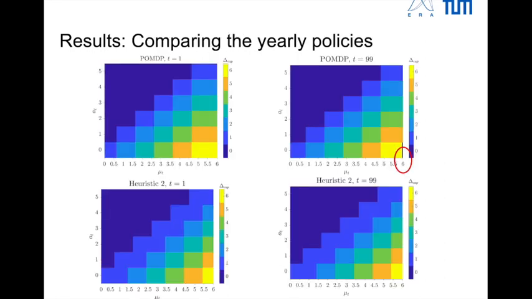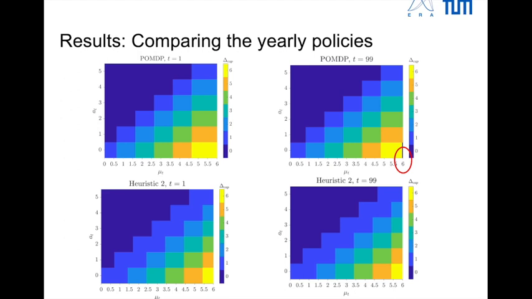Since we have attributed the victory of our competition to heuristic 2, does that mean that they actually behave the same when we are looking at the yearly policies? In fact, they don't. Here we see in the 4 graphs 4 different policy matrices for, on the top, the POMDP exact solution, and on the bottom, the solution proposed by heuristic 2. We can see that they're quite different.